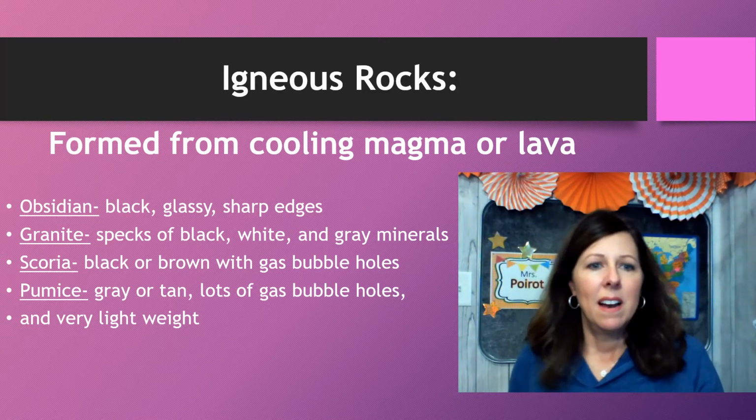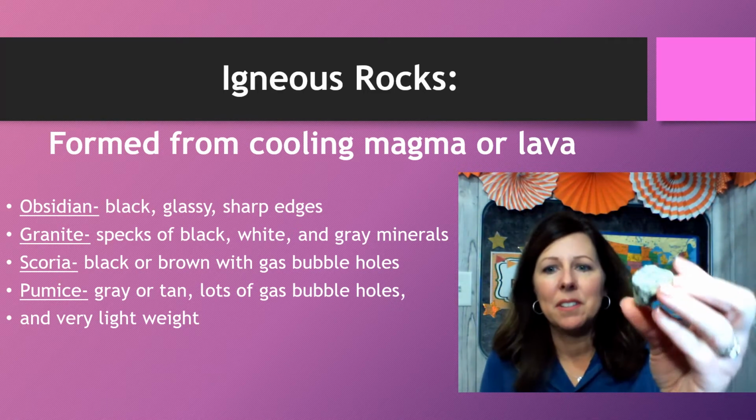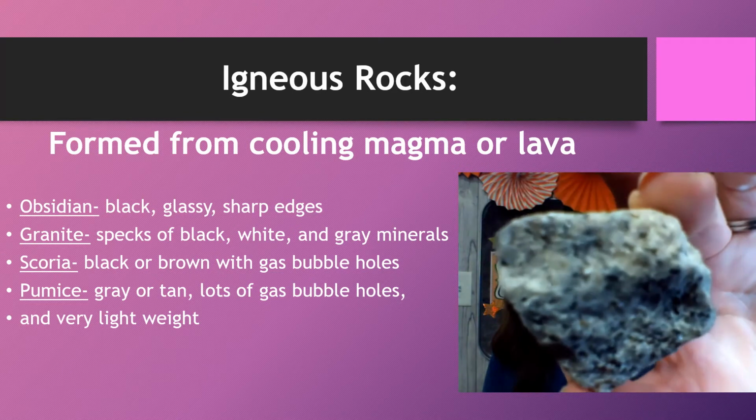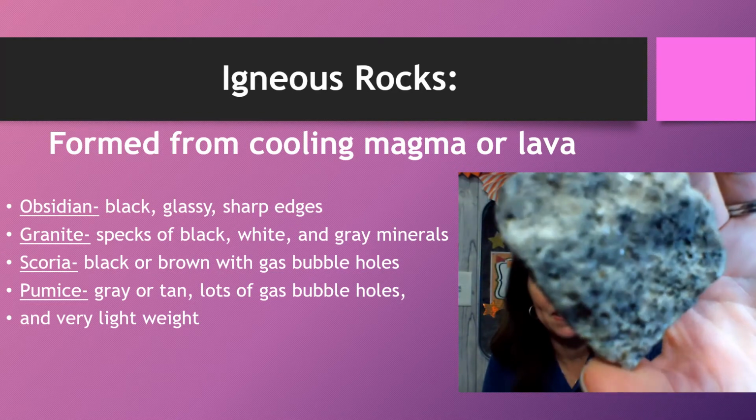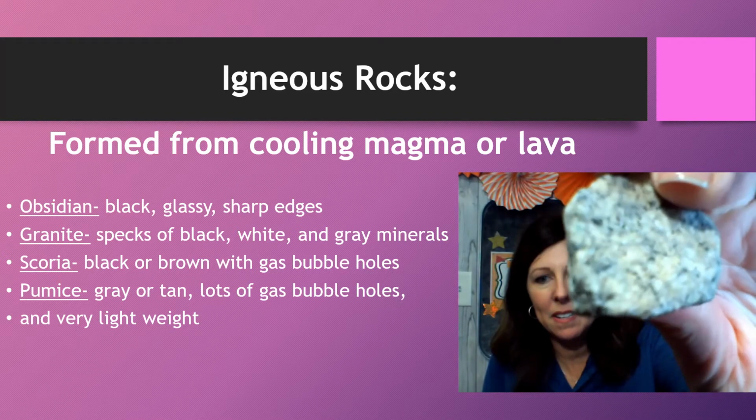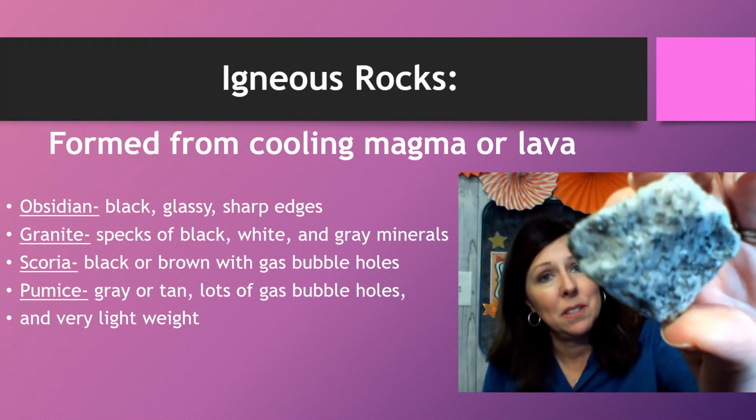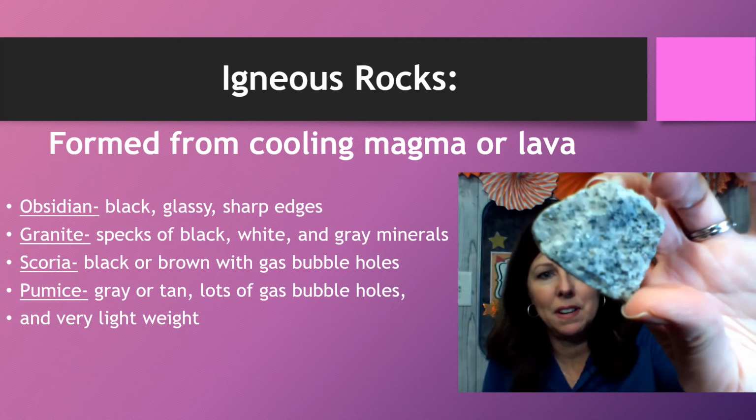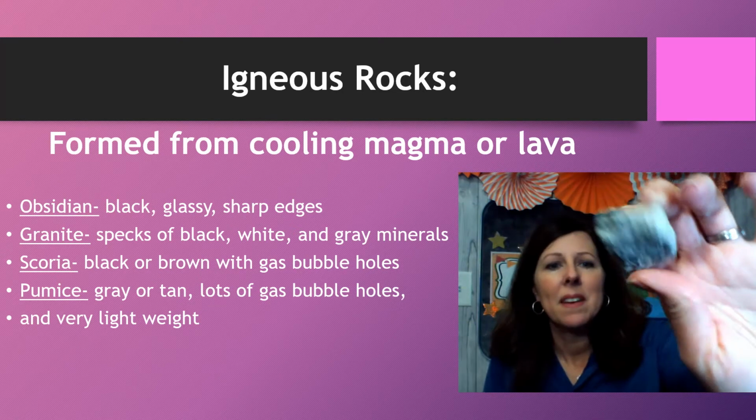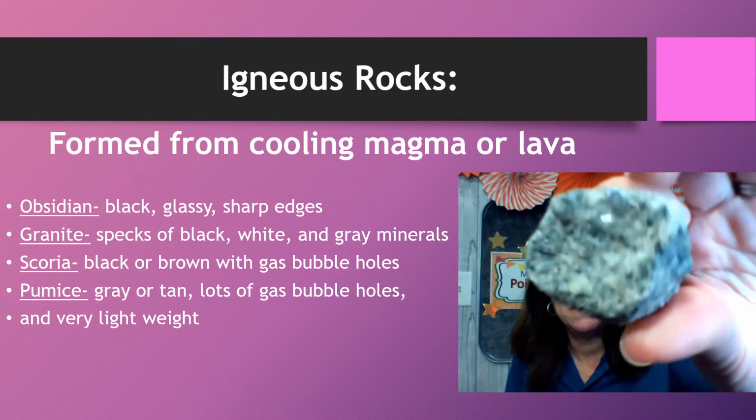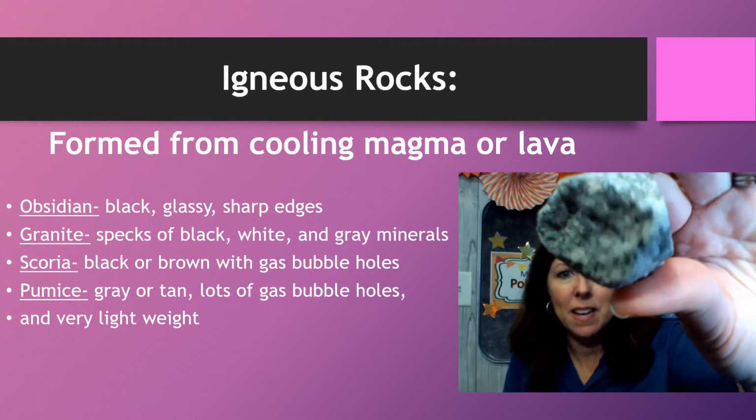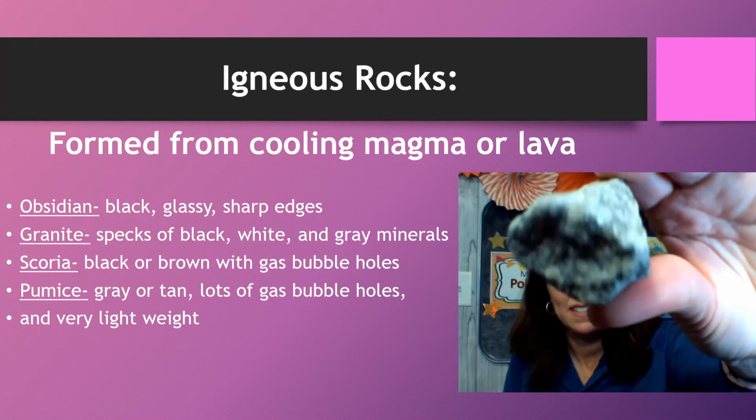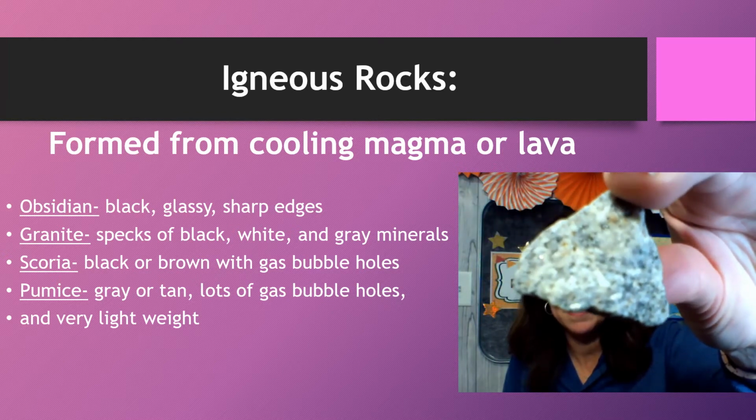Okay. Our next one is called granite. Now you may or may not have seen this in some kitchens. It's typically used in countertops. Also, you might have seen it in a cemetery. They use it a lot for gravestones. It's a very tough rock, and it's known for specks of black and white and gray minerals. It can also come in a lot of different colors, but this is an igneous rock.